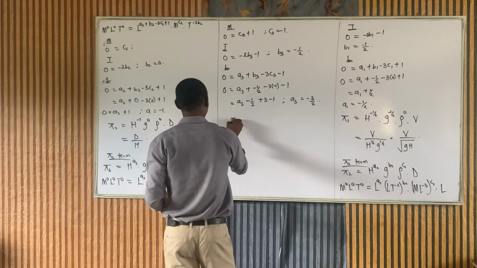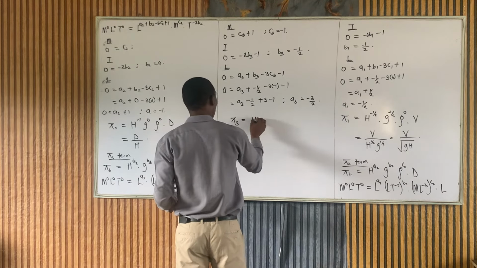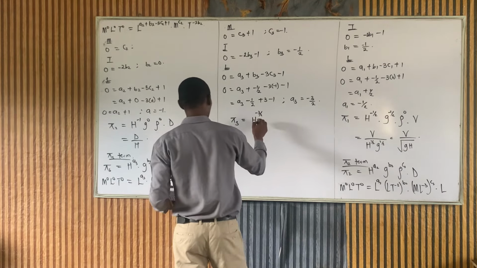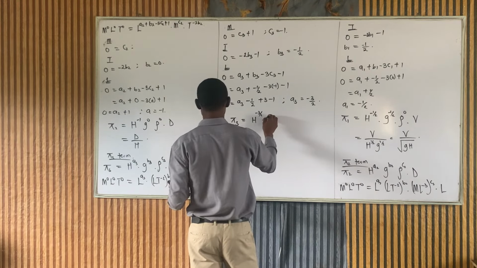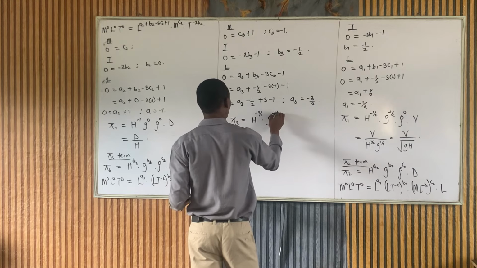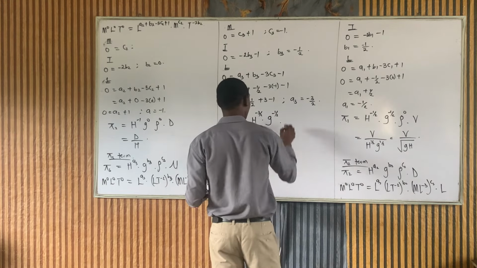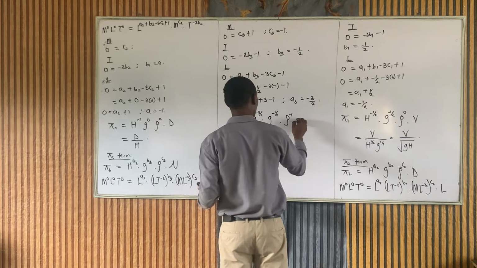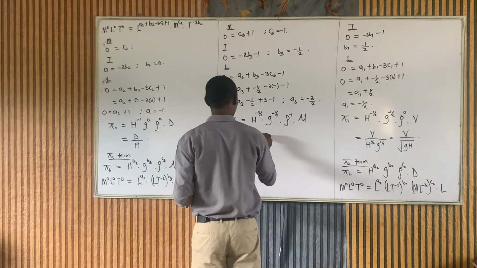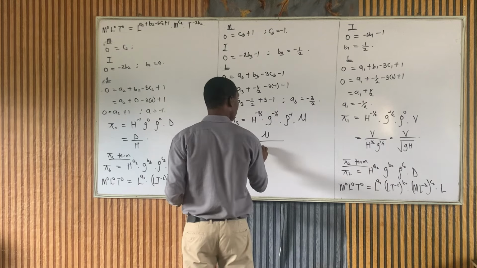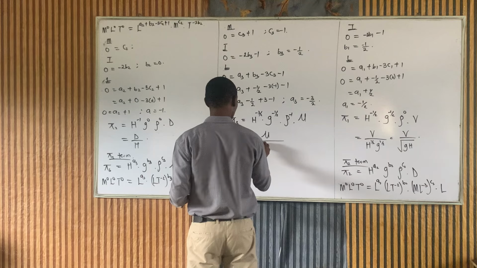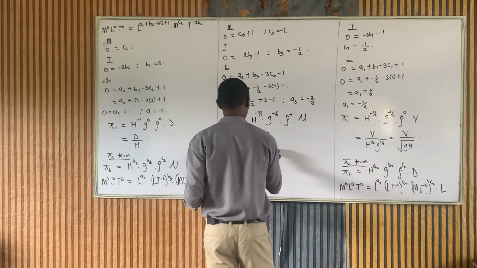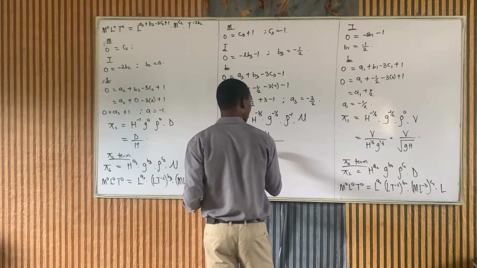Hence, we have our pi 3 now equal to h with a3 minus 3 over 2, and then times g with b3 minus 1 over 2, and then we have our density to be minus 1. And this is viscosity. So this will simply be viscosity over h raised to power 3 over 2, then times g half, then times density.